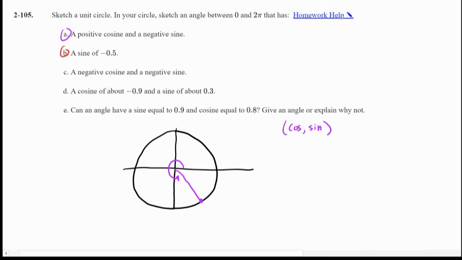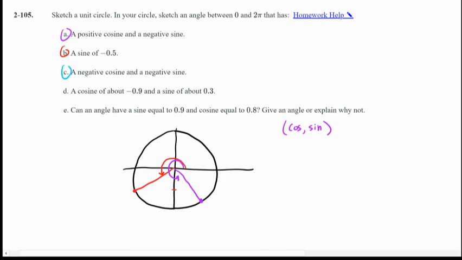Second one has a sine value of negative 0.5 or negative 1/2. So again, sine being the y. I know that this unit circle has a radius of 1, so negative 1/2 would be in the middle there. So we get something that looks like this. This may get a little bit messy with all these different angles, but you get the general idea. There are two different sine values of negative 1/2, and I just chose one of them.